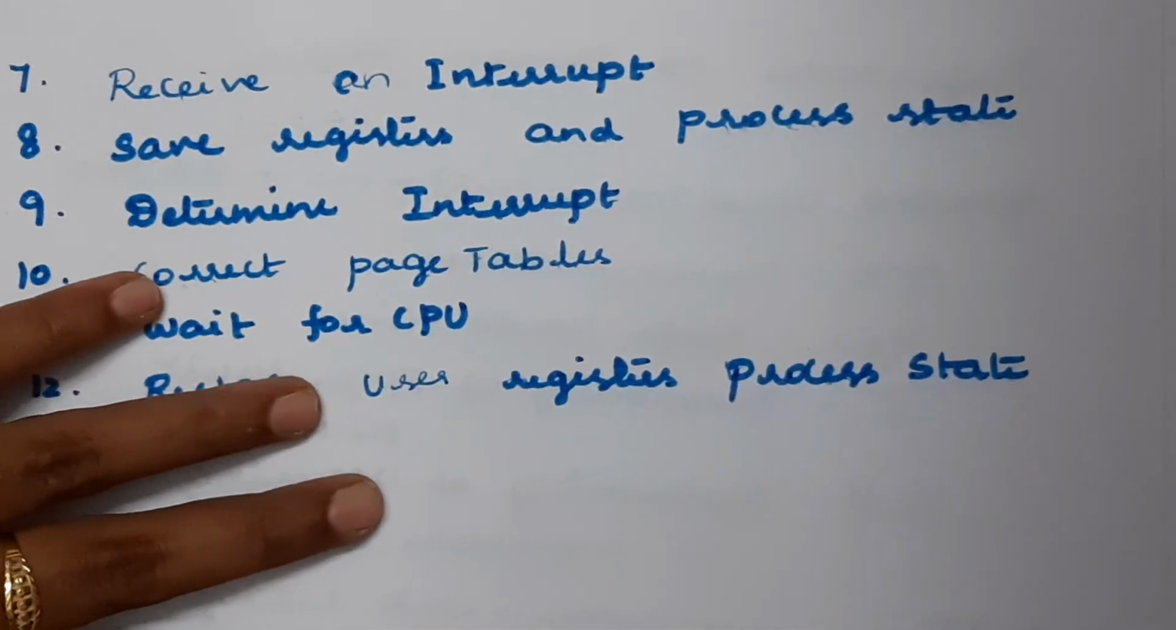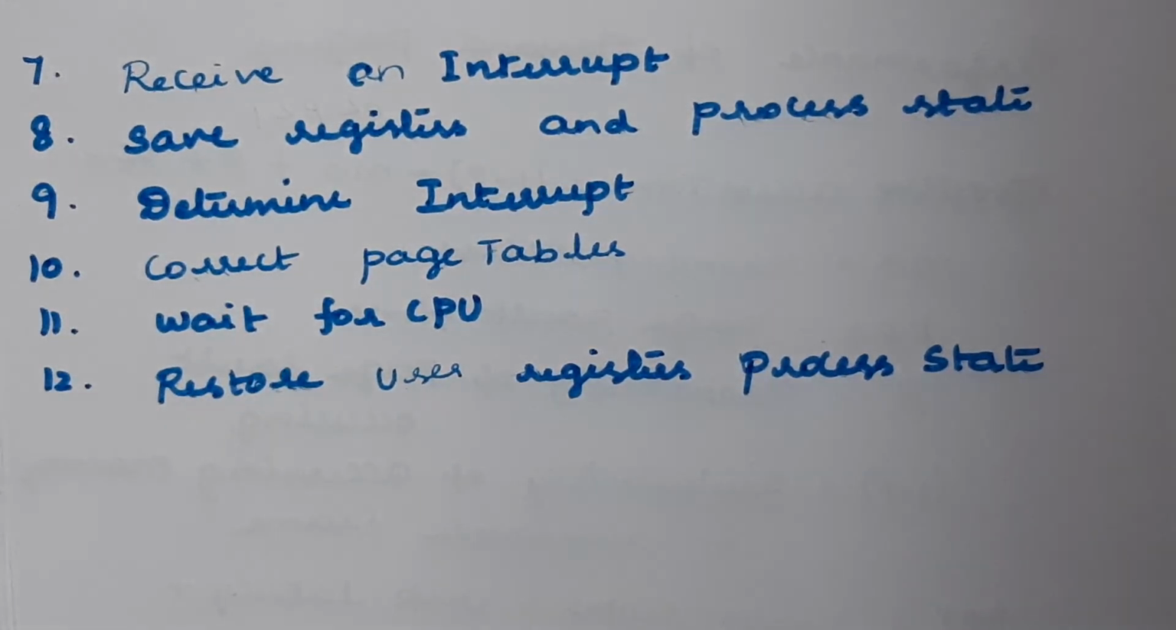Okay, and the next step is receive an interrupt. So once you have transferred all the operation, which means all the pages you need to execute, to the main memory, then one interrupt will be given by the IO device, which means the input output device. Okay, and afterwards, save the registers.